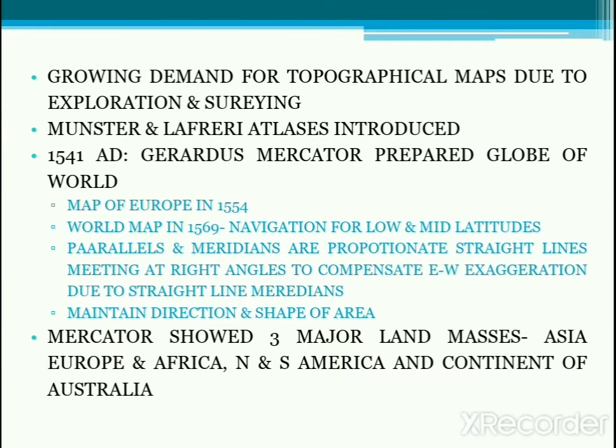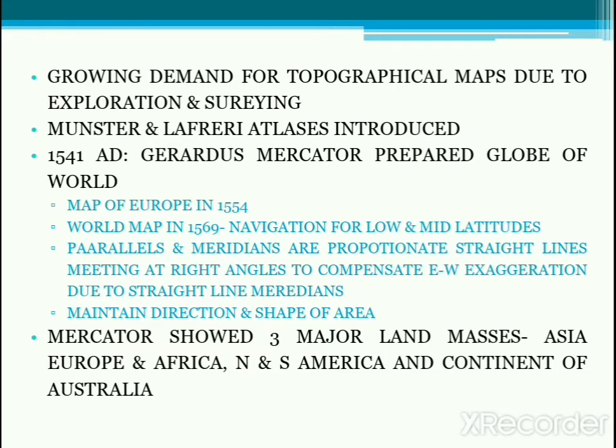With the progress of exploration and improved methods of surveying, there was a growing demand for topographical maps by the travelers and the merchants. This paved the way to the introduction of the Munster and Lafreri atlases to meet the demands of the people. Gerhard Mercator, the student of Gemma Frisius, made a principal achievement by preparing a globe of the world in 1541 and a large map of Europe in 1554.